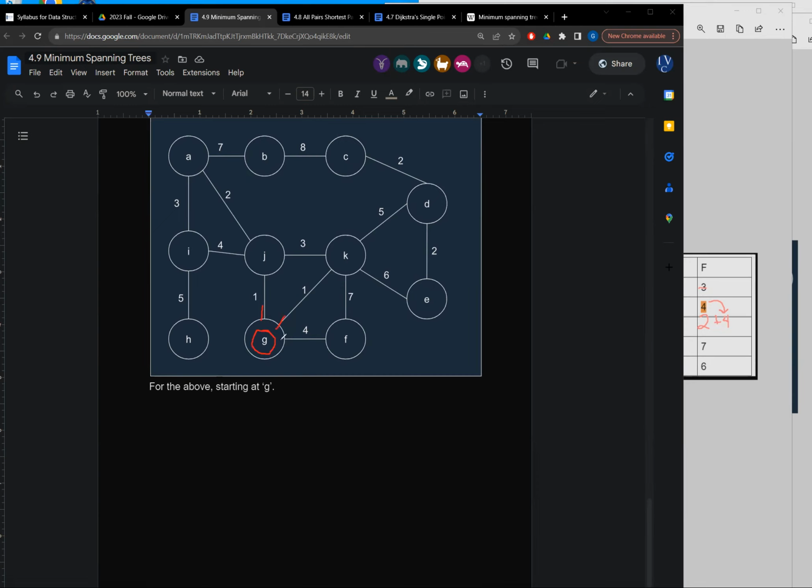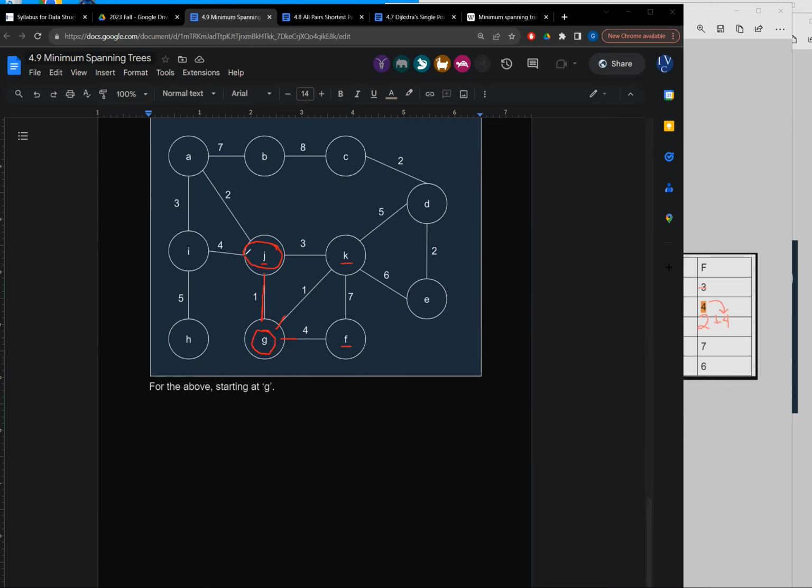3 edges come out of here. Those are 3 possible vertices. So J, K, and F are edges that we could potentially add to the tree. So we're going to be greedy and choose one of the ones here. So we have J, K. J is first alphabetical order, so we'll add J to the tree.